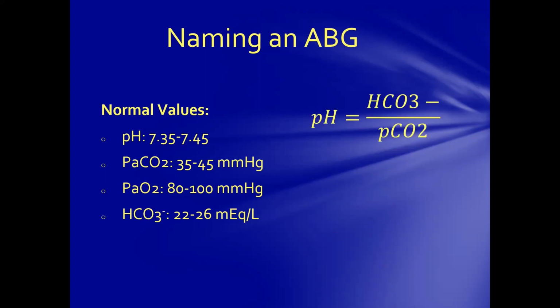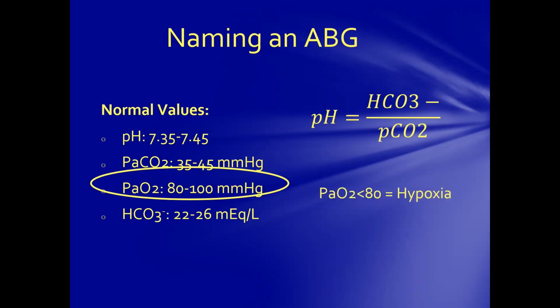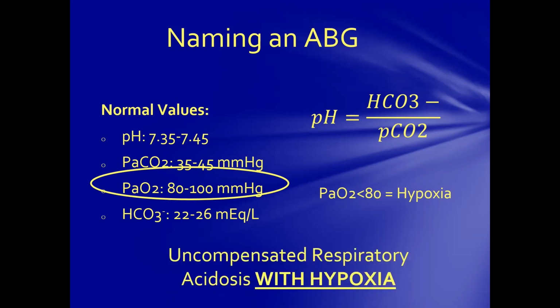Now, when we look at the Henderson-Hasselbalch equation, pH is bicarb divided by CO2, you'll notice that 3 out of the 4 variables are included in this equation. However, we are missing the oxygen portion of it. So normally when you're naming an ABG, you say uncompensated respiratory acidosis. However, if that oxygen is less than 80, it's really important that you indicate that the ABG is indicating hypoxia. So your ABG then becomes uncompensated respiratory acidosis with hypoxia.